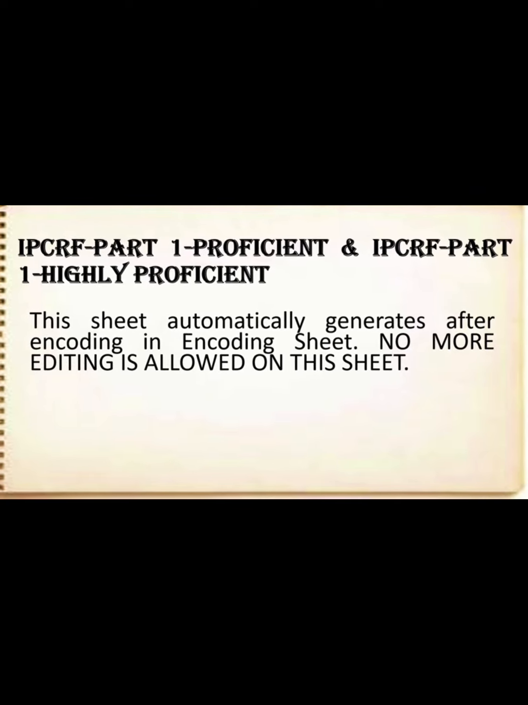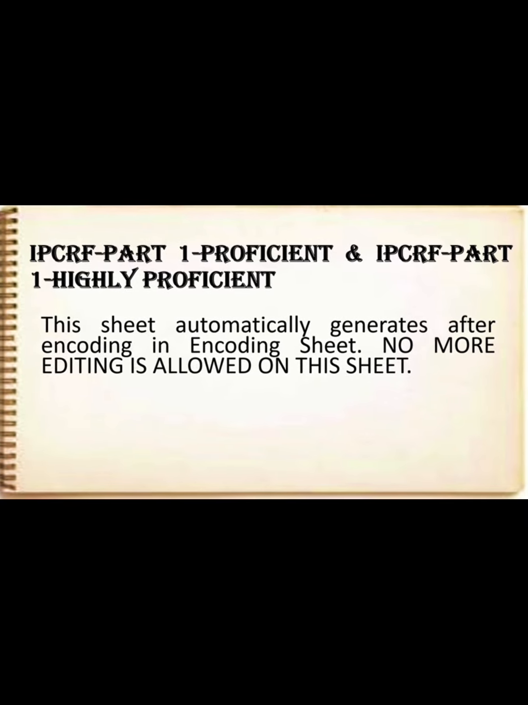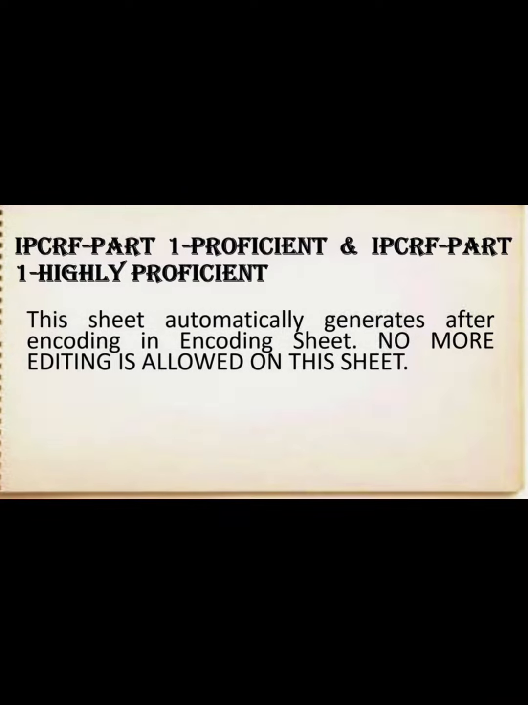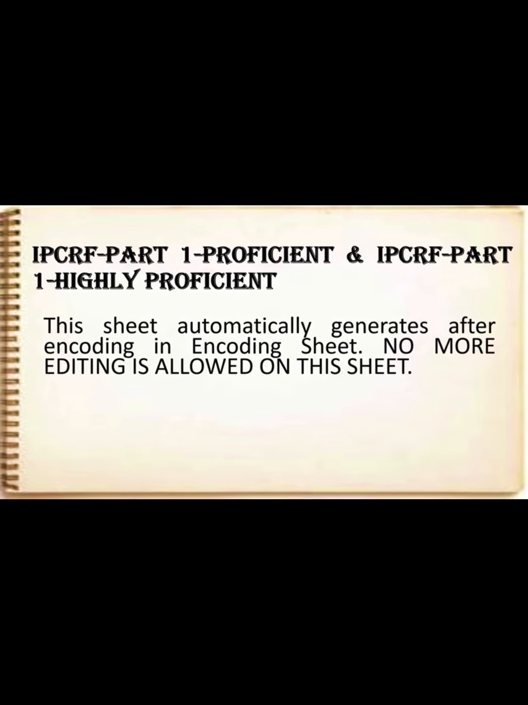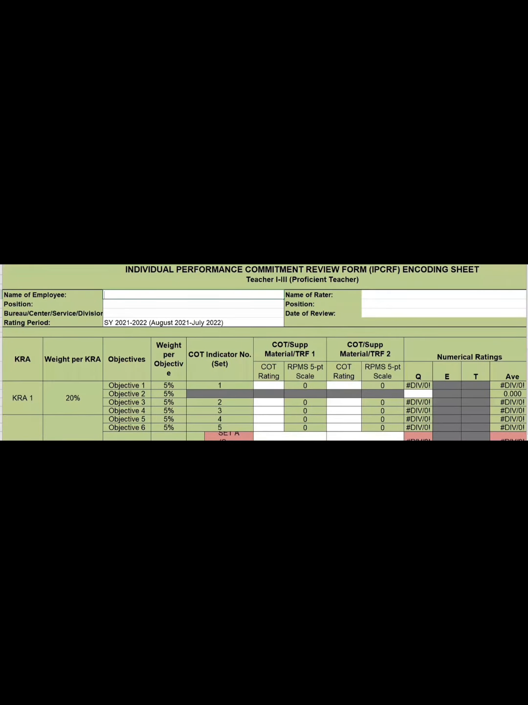The third sheet is IPCRF Part 1, which automatically generates after encoding an encoding sheet. Take note, no more editing is allowed on this sheet. I have here a sample Individual Performance Commitment Review Form IPCRF encoding sheet, where I actually encoded the sample name of employee, his position, division. Rating period is actually provided on this sheet, the sample name of rater, position, and date of review.